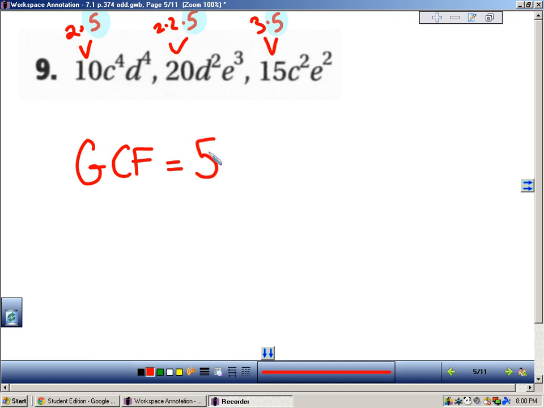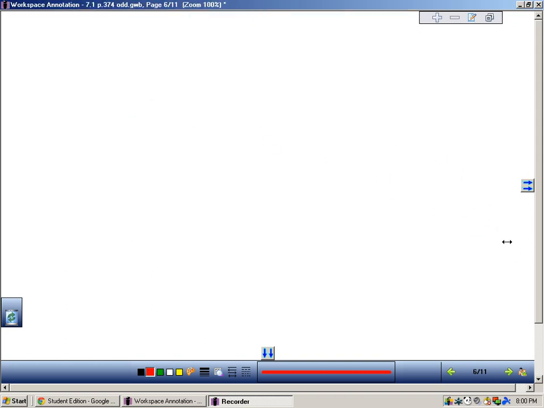Now let's look at our variables. What do they have in common? Let's see. Wow, it might not be anything. We've got C in 2, but not in 3. D, nope, not in 3. And E's in 2. So we don't have any common variables. They're in 2 of the monomials, but not in all 3. So there are no common variables. So the greatest common factor is just 5. Variables are not found in each of the 3 monomials. That's our answer.